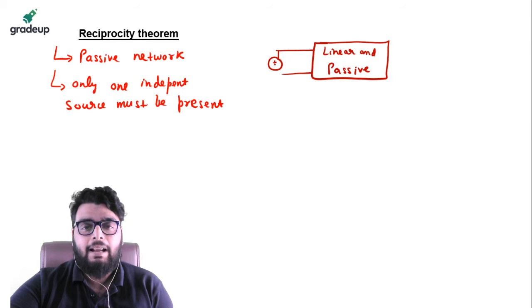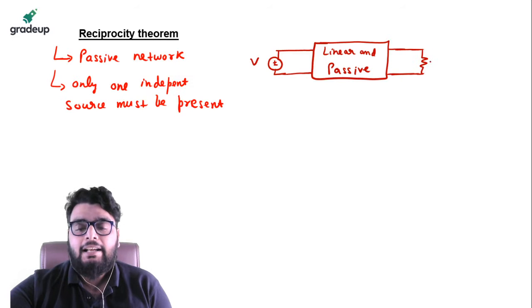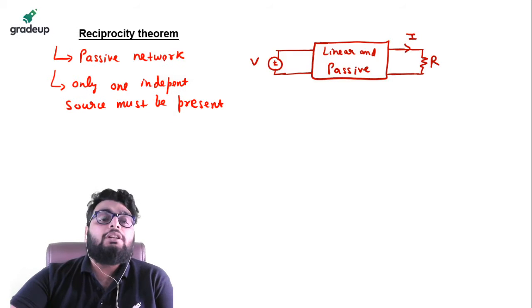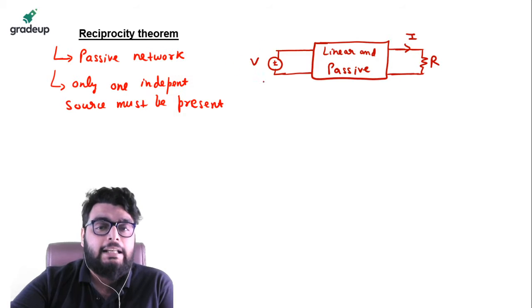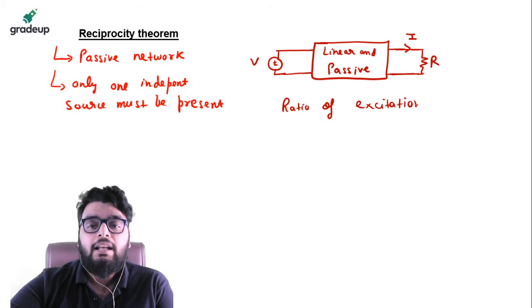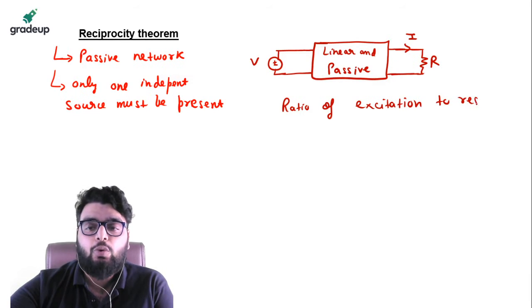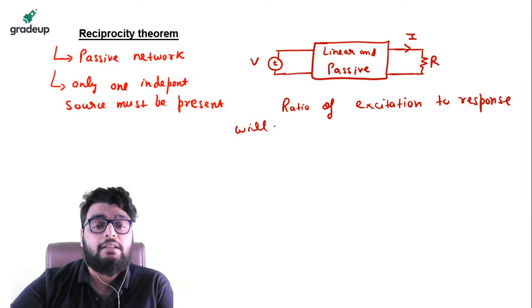Let us suppose I am applying a source voltage V, and this is my load side R, and the current which is flowing is I. So according to the reciprocity theorem, if the network is passive, linear, and only contains one source, then the ratio of excitation to response will be the same.